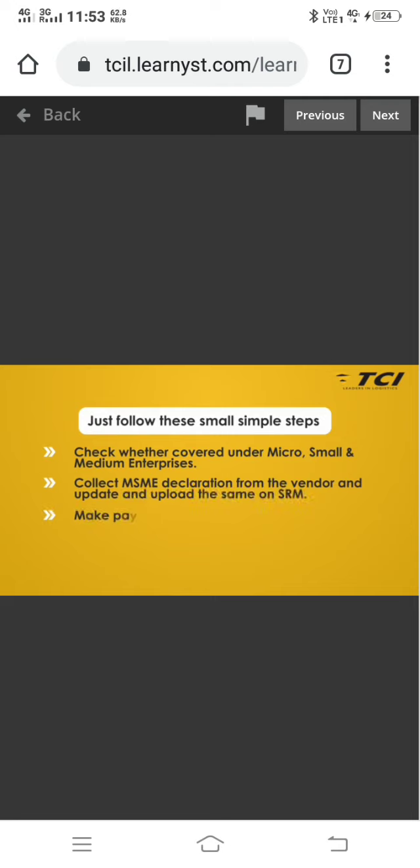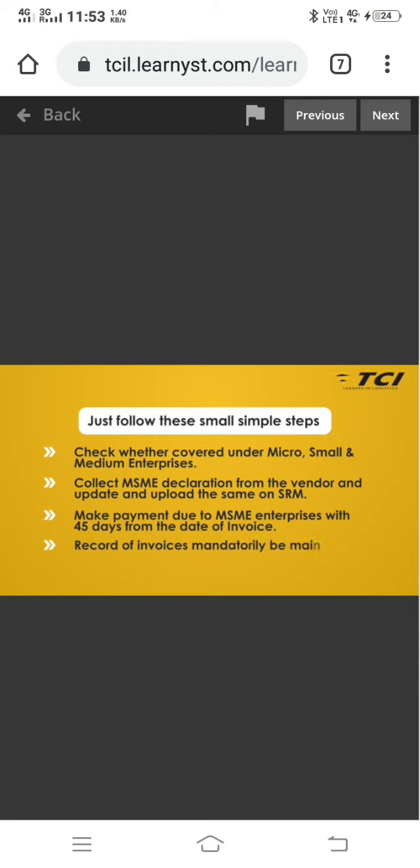Make payment due to MSME enterprises within 45 days from the date of invoice. Record of invoices is to be mandatorily maintained at each office on the date of receiving and acceptance of invoices for MSME vendors.